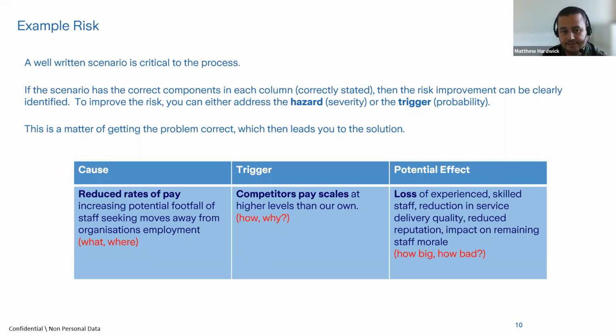Our trigger is, alongside our own rates of pay being poor, we've done some market research and we realized that competitors are paying at a higher level than ourselves. So not only are we paying poorly, but we've got competitors who are paying better than ourselves. So the impact of that, how big, how bad: we're losing experienced, skilled staff, and there's a reduction in service delivery quality. That might reduce our own organization's reputation because those good people are leaving us. It might have an impact on the remaining staff's morale. They're now taking on increased caseloads, increased work.